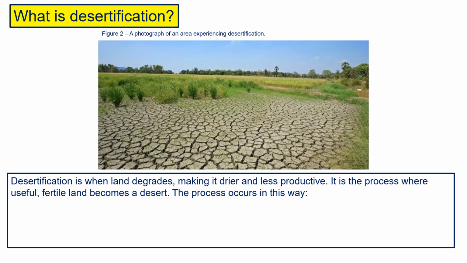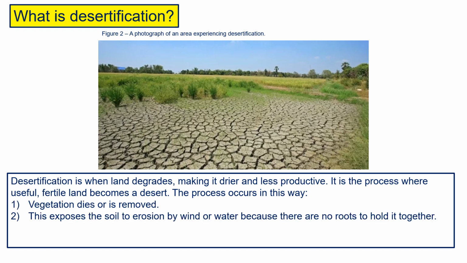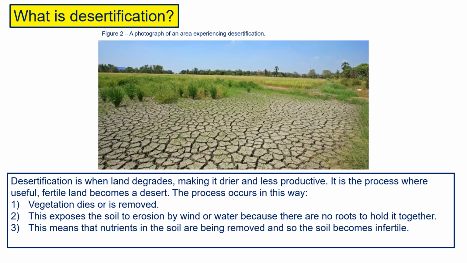And then we come along to desertification. Desertification is a challenge for areas on the fringes of hot deserts, and this is where vegetation dies or is removed. This exposes the soil to erosion because the roots no longer hold it together. This means the topsoil is washed away, leaving behind infertile land, and eventually the sand becomes dusty, stony, bare rock.